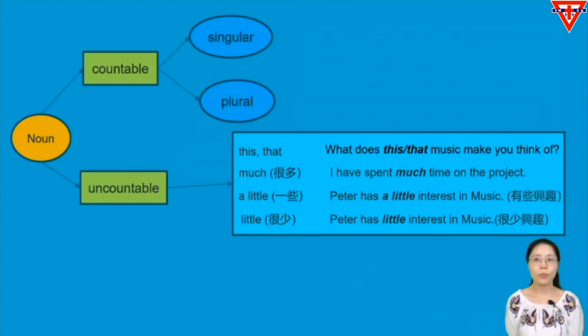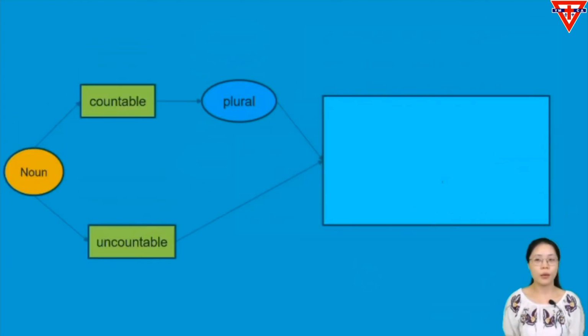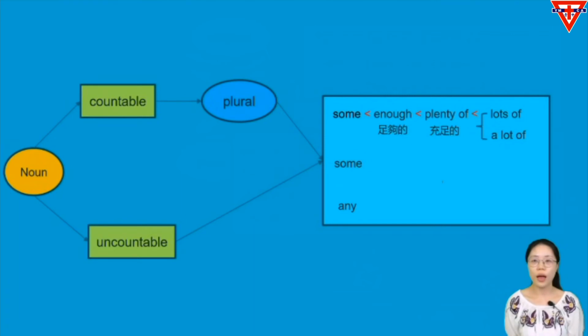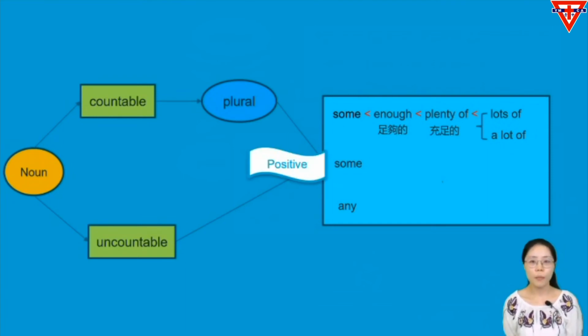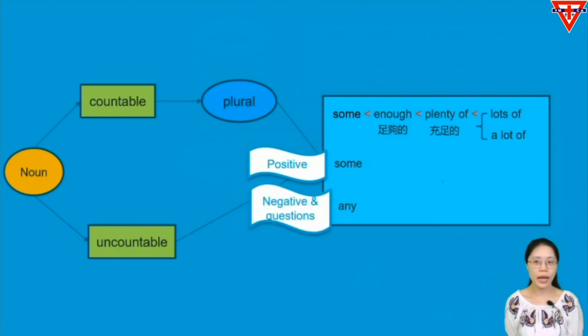For example, Peter has a little interest in music indicates Peter has some interest. Peter has little interest in music indicates Peter has no interest. Some quantifiers can be used with uncountable nouns and pronouns. Here are some examples. You may be wondering what is the difference between some and any. Well, the general rule is that we use some in positive sentences and any in negative sentences and questions.